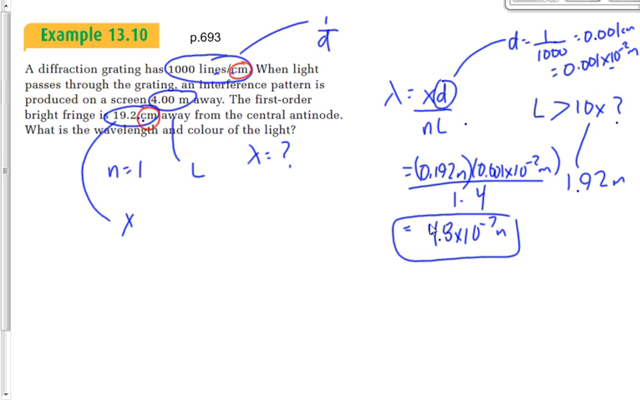I don't remember, but I'd have to convert that to frequency, and assuming that it's up close to that 7.5 times 10 to the 14 hertz range, then yeah, it would be blue or violet.